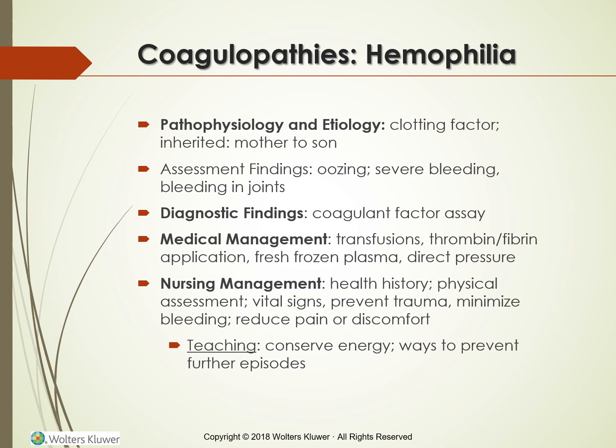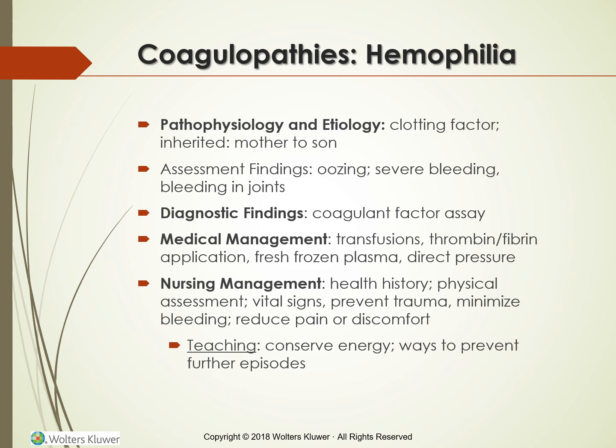Assessment findings. Persistent oozing and sometimes severe bleeding that occurs spontaneously or after an injury are manifestations of the disease. Bleeding in joints eventually damages the joints and leads to deformity and limitation of motion. Diagnosis is based on the history of symptoms and lab tests such as coagulant factor assay, which shows a deficiency of factor VIII, IX, or XI.